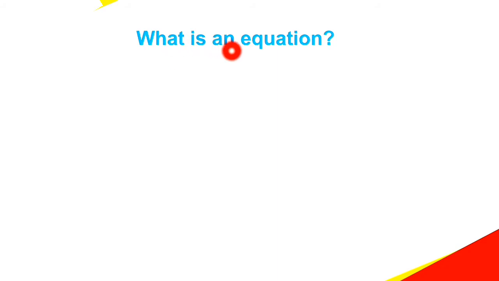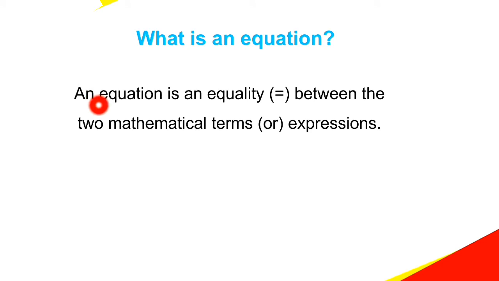What is an equation? An equation is an equality, equals to, between two mathematical terms or expressions. For example, 5x is equals to 20. 5 is a constant and x is a variable. Both combined we can call a term, right? And 20 is also a term.